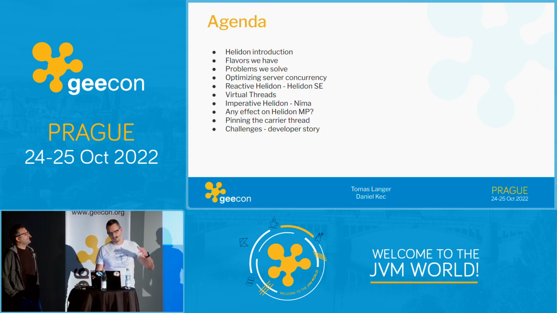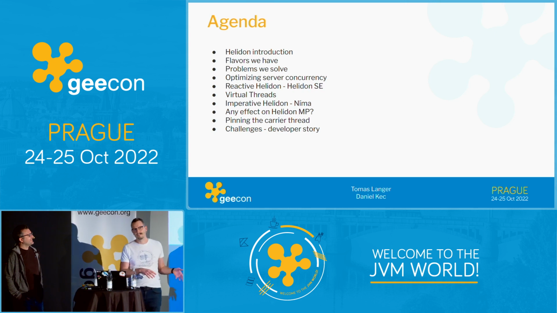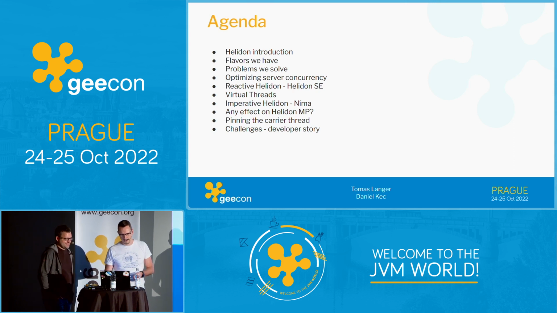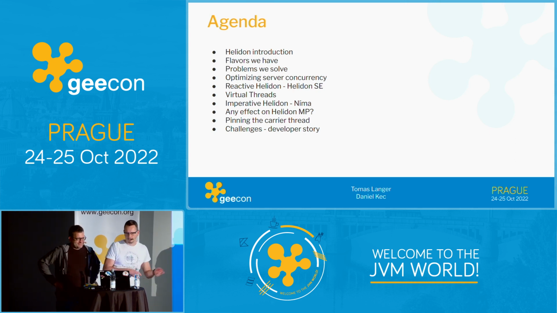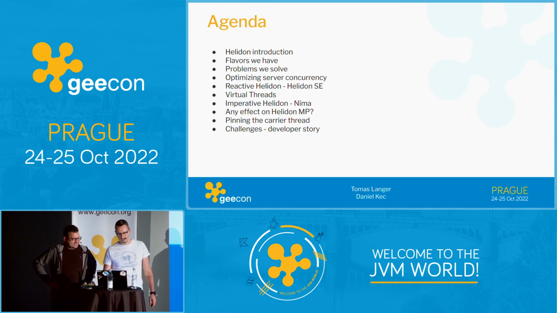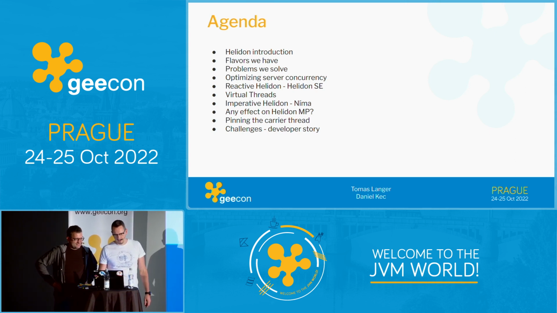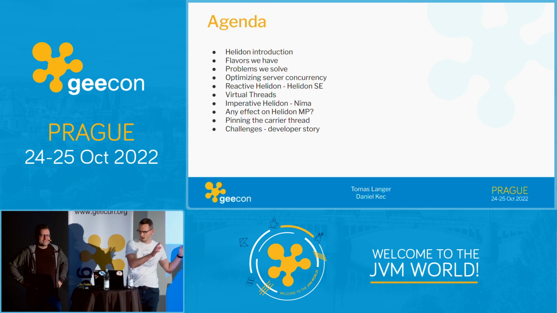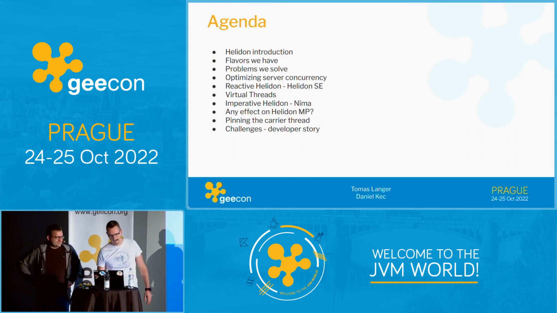We will take a look at our reactive Helidon. Then we will take a look at virtual threads, which is expected, right? And then we will take a look at another flavor of Helidon, which is Helidon Nima. We will also show how it affects Helidon MP, which is the annotation-based flavor, another one we have.